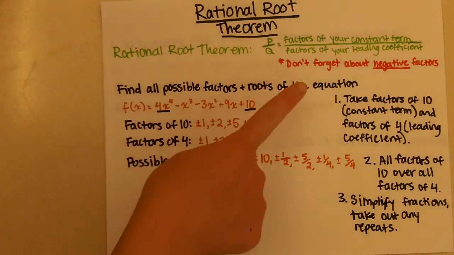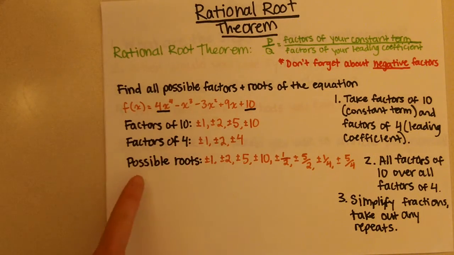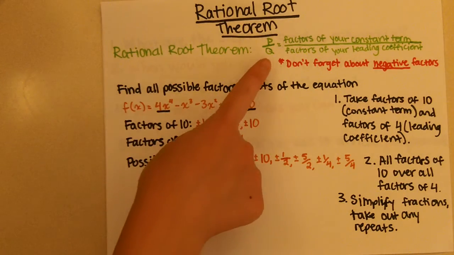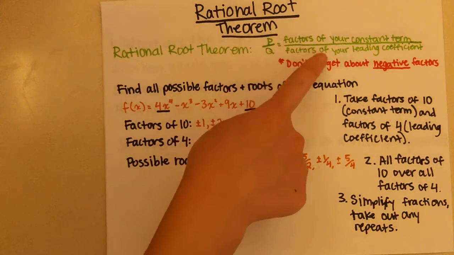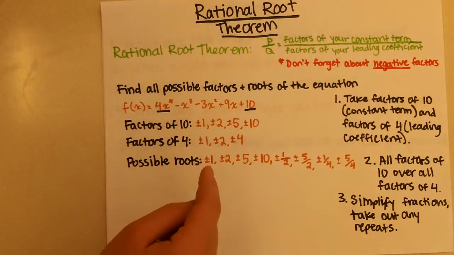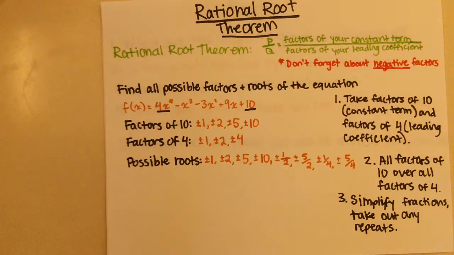The rational root theorem. We use the rational root theorem to find the possible roots of a polynomial. The rational root theorem is P over Q, and P is the factors of your constant term, while Q is the factors of your leading coefficient. And don't forget about the negative factors.